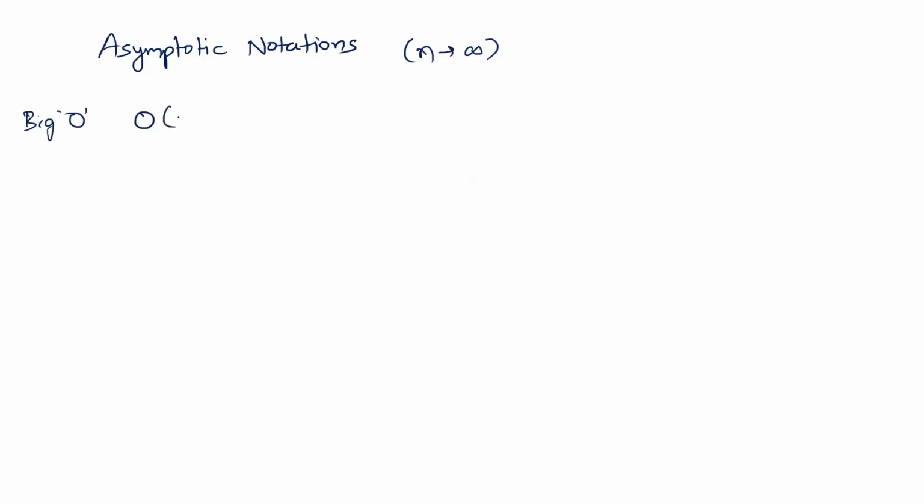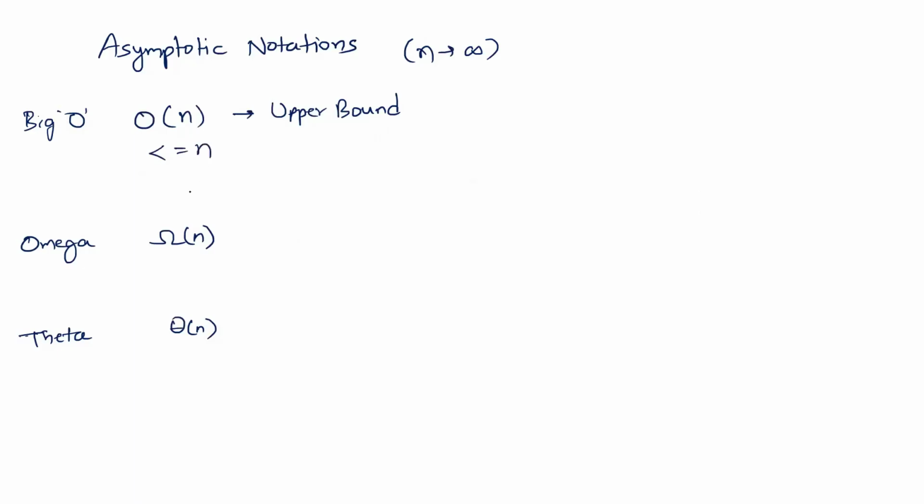So for big O notation, let's suppose one example, big O of n. Another notation is omega, and we will write it like this. Another notation we have is theta, which we used in the last slide, called theta of n. So what is the difference, and why do we use all three notations? Whenever I talk about big O notation, it will show you the upper bound value. Means the complexity should be less than or equal to n, the maximum value.